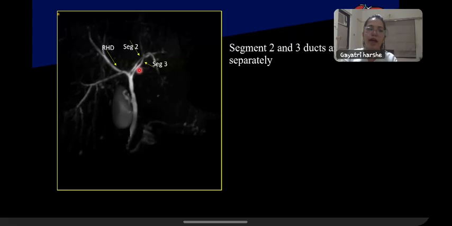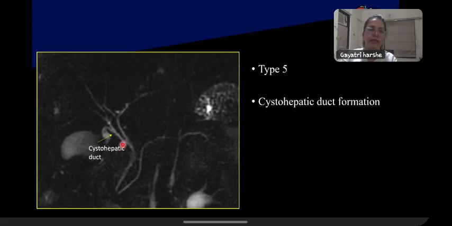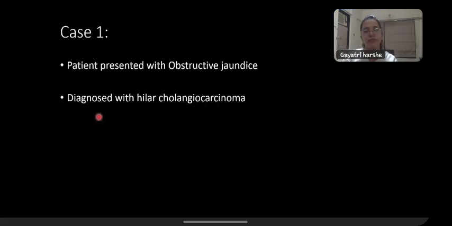Here is segment 2 and 3 duct, which joins together here, and this is the normal A1 anatomy. Then another cystohepatic duct. These are very important variations. Now, as we saw about the arterial anatomy as well as portal venous and venous anatomy and how to do the resection. But actually, in real practice, how we do this, how to use this in the real practice.